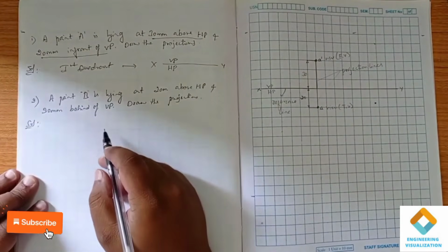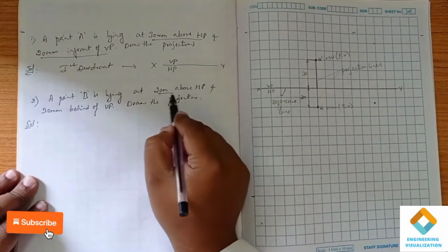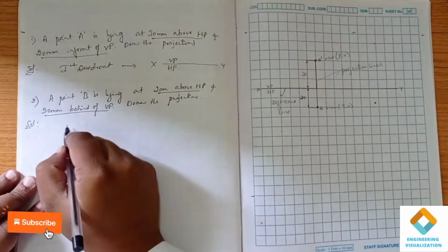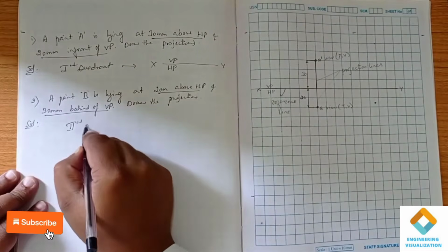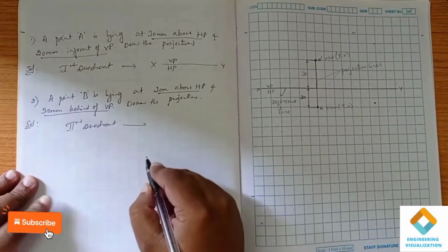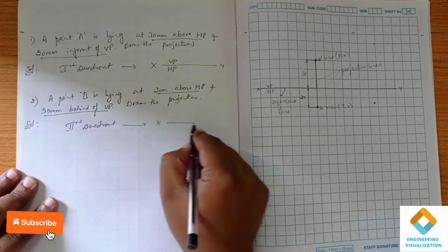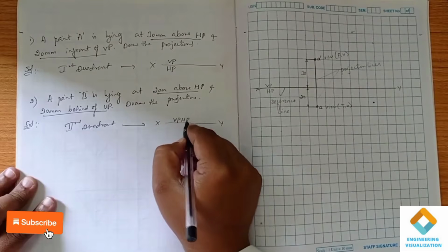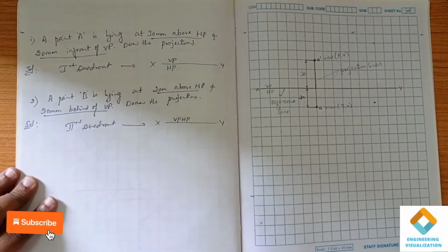First we will identify the quadrant. So here we know that if a point is lying above HP and behind of VP, it is in the second quadrant. So we know that for the second quadrant, if it is written in terms of the XY line, both the vertical plane and the horizontal plane are lying above the XY line.